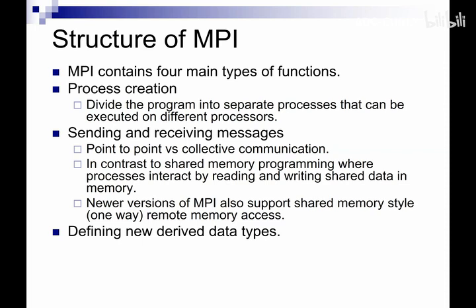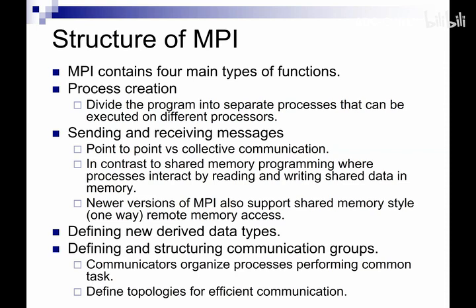Now the third type of functions for MPI are for defining new data types. MPI supports all of the basic data types like floats and ints and chars and so on, but you can also define new data types. So there are functions for doing that.